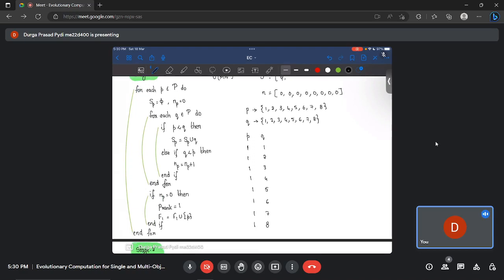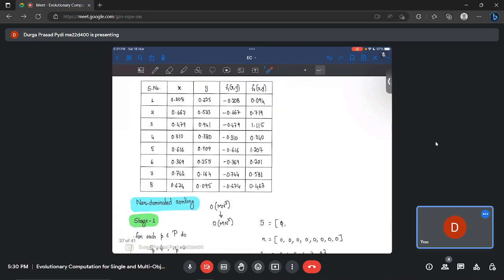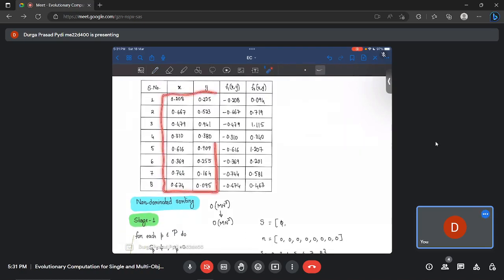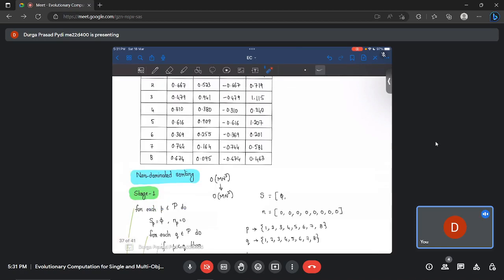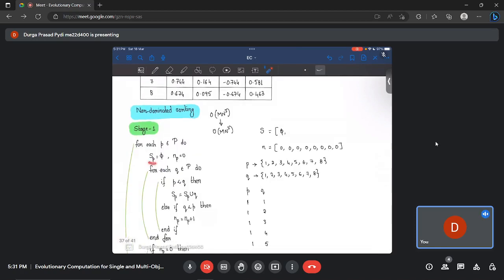The first step they are saying is, for each p belonging to capital P, where capital P is your set of solutions in the original parent population, and small p is the index of that particular individual in the population. For each individual you define something called Sp, which equals phi, the empty set, and Np equals 0. I am just defining an S value here, and I will keep adding values as you iterate over P. So for p equal to 1, S1 equals phi for this particular individual, and N will be 0 for all the individuals. I have 8 individuals, so I have kept 8 zeros.